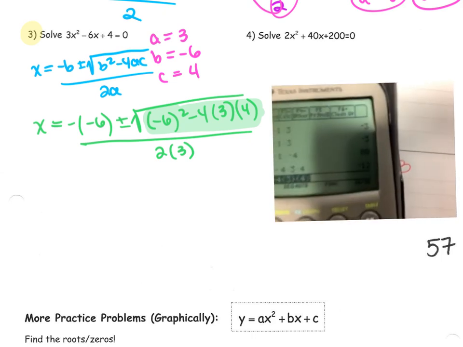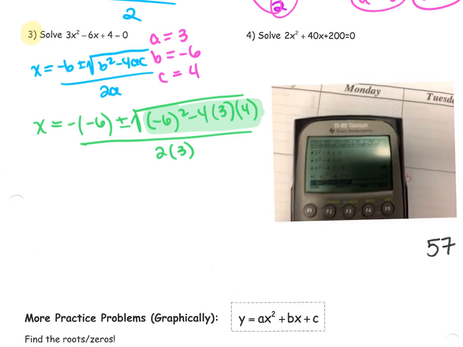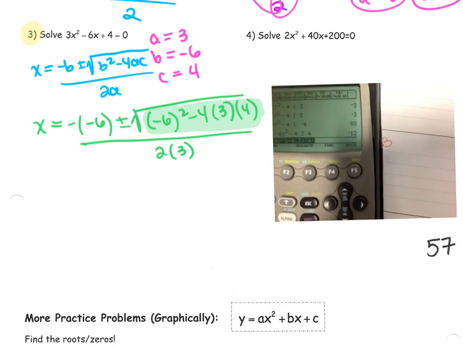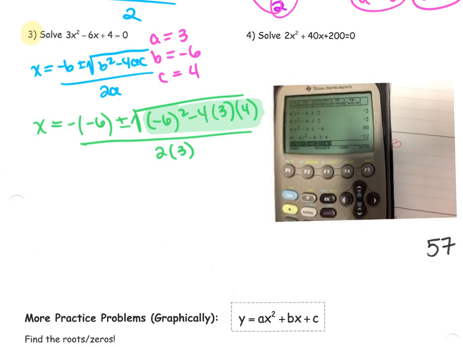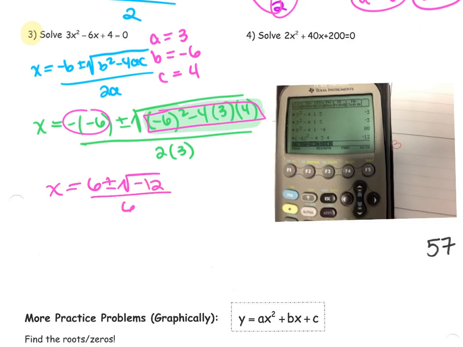And I got negative, here, can you guys see that? -12. All right, so my answer here is -12. That's what's underneath the radical. So let's rewrite this. We have x equals 6 plus or minus the square root of -12, all over 6. All right, well, you should be noticing that you have a negative under your radical. My answer is going to be imaginary.